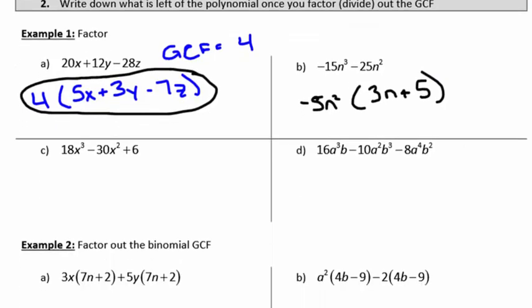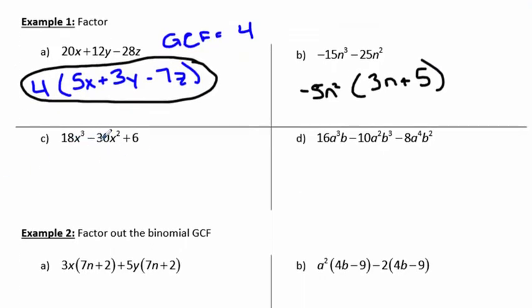Let's look at part C. 18, 30, and 6 can all be divided by 6, and they don't share any x's since the last term doesn't have any. So let's divide that out to see what's inside the parenthesis. 18 divided by 6 is 3, x cubed, minus 30 divided by 6 is 5, x squared, plus 6 divided by 6 is 1. If there were 3 terms in the original, the inside of the parenthesis will also have 3 terms.